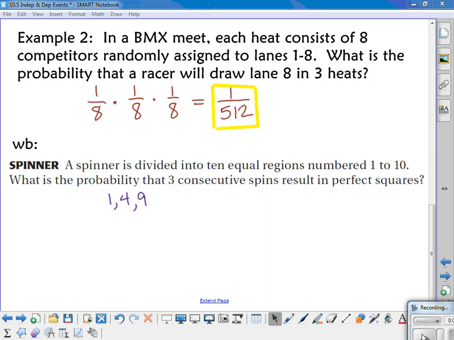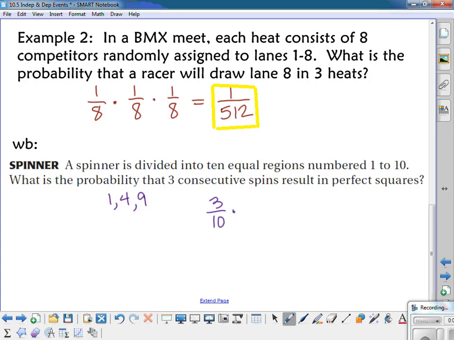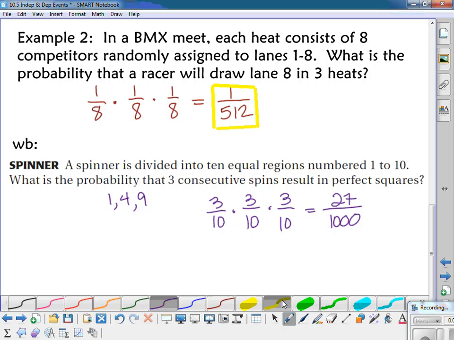All right, so what are we multiplying? How many choices did we have out of 10 the first time? We had 3 out of 10. What about the next time? We still had 3 out of 10. And the next time? We still had 3 out of 10. So it would be 27 over 1,000. Any questions?